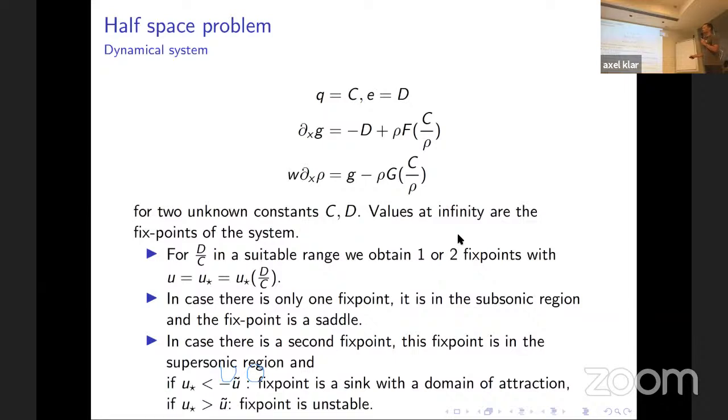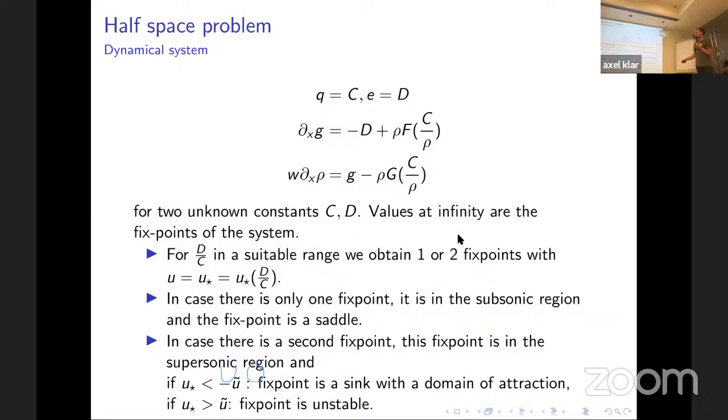To check that, first of all, you always check the values at infinity and the fixed points of the system. You observe that basically the ratio D over C is the important thing. For a certain ratio D over C, you get one or two fixed points, and this fixed point depends just on the ratio. It's not completely explicit, but essentially explicit. If there is only one fixed point, then this fixed point is in the subsonic region, and this fixed point is a center.